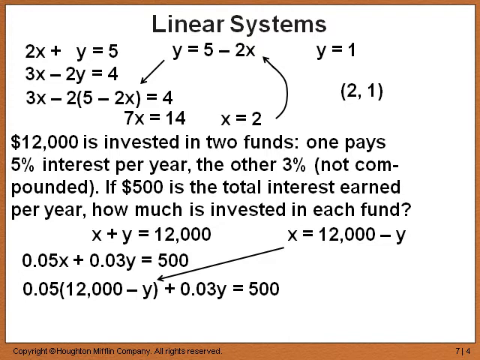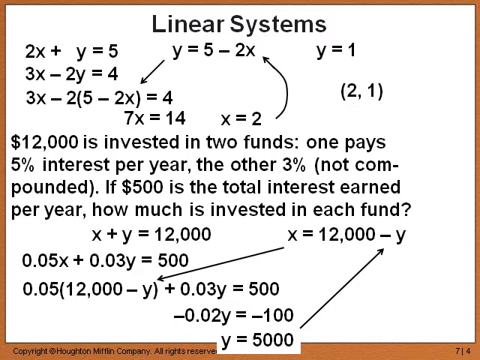So 0.05x plus 0.03y equals 500 now becomes 0.05 times the quantity 12,000 minus y plus 0.03y equals 500. And now we can solve for y. And we find that y equals 5,000. So we know that $5,000 is in the y account.